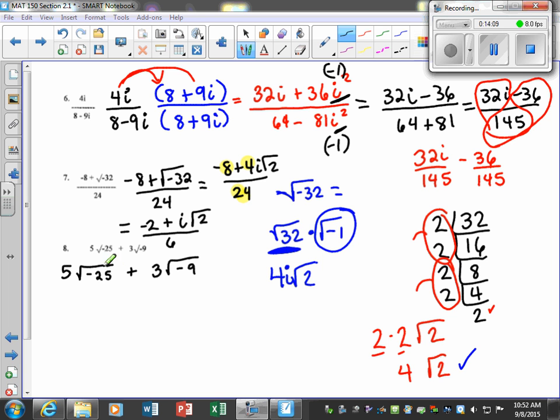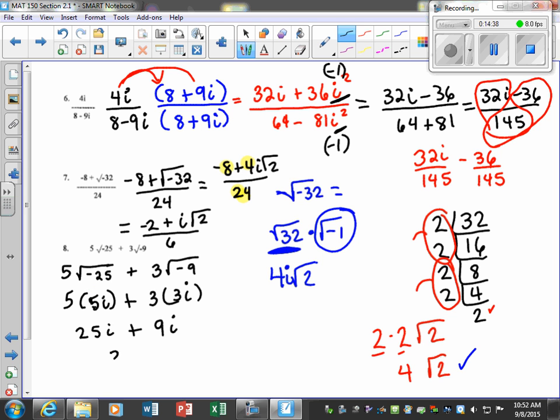Since these are rather trivial, this is just the square root of 25 times the square root of negative 1. What's the square root of 25? 5, and what's the square root of negative 1? i. Good, so this is just 5i. And let's bring down this 5 that's out front. We're going to carry this down, and then what's the square root of 9? 3. What's the square root of negative 1? i. 25i. 3 times 3 is 9i. Add like terms, 34i. And that's a wrap.